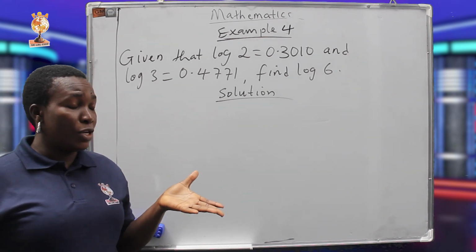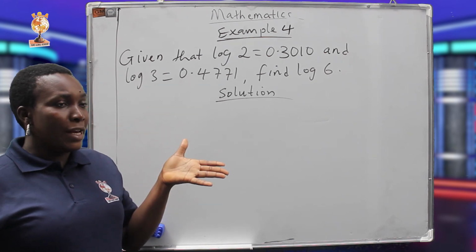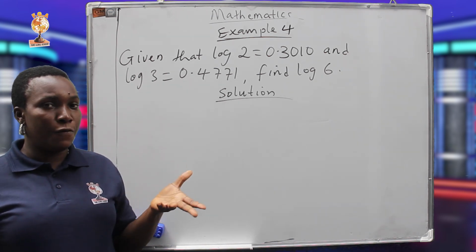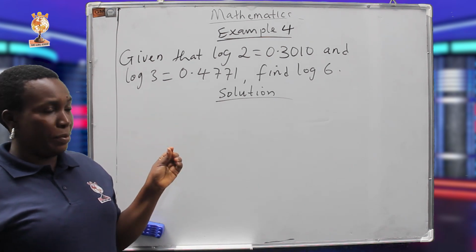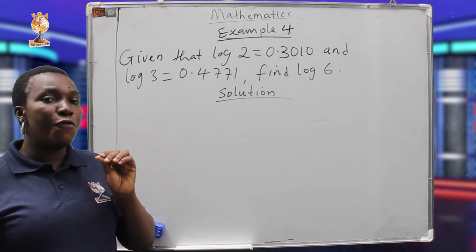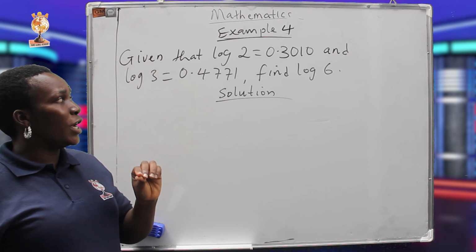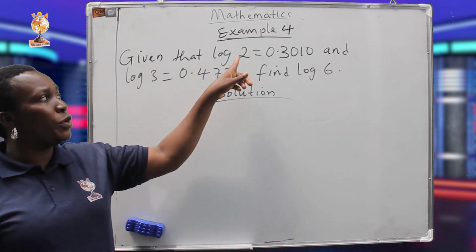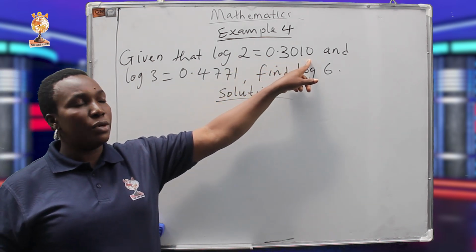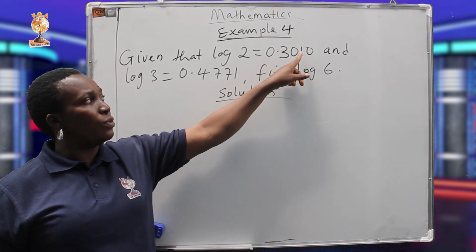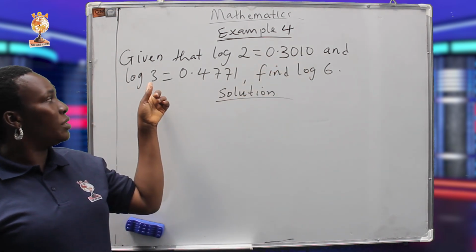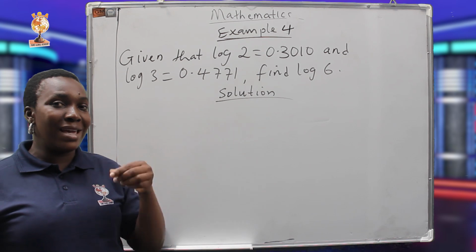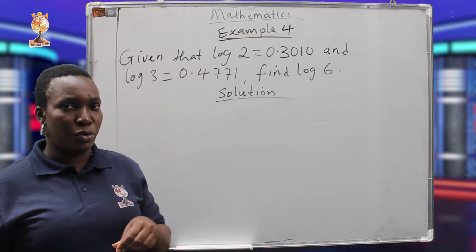Now some students will be asking, how did they get the value? I forgot to mention to you, maybe in our next topic we'll be using the four-figure table. In logarithm, we use what we call the four-figure table. If you check your four-figure table, check logarithm of 2, you will see this value, 0.3010, and you check log 3, you also see this value inside your four-figure table.